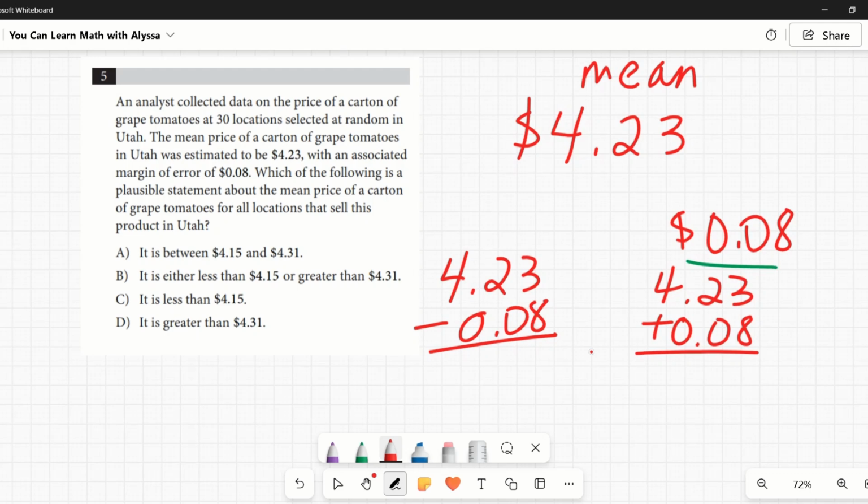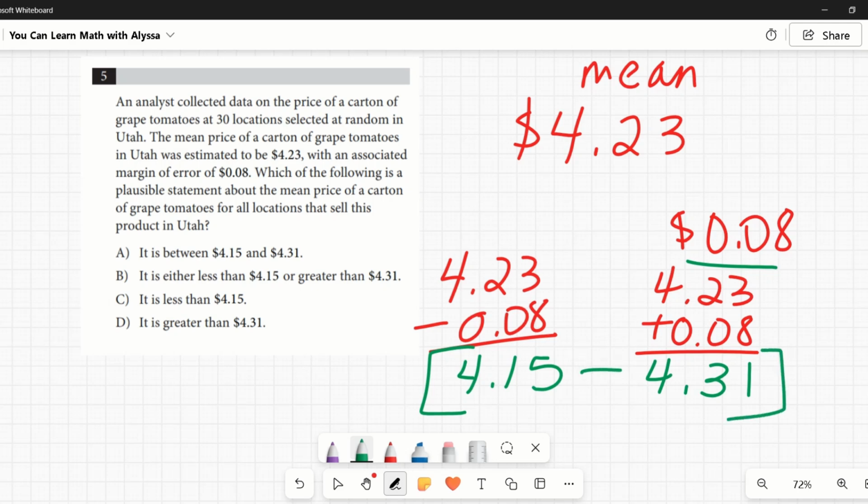So if I subtract 8 cents from that, I get $4.15. And if I add 8 cents to it, I get $4.31. So I'm saying, I think it's somewhere between here. I'm saying it's 423, but it could be as low as 415, as high as 431. It's in there. So let's look at our options.